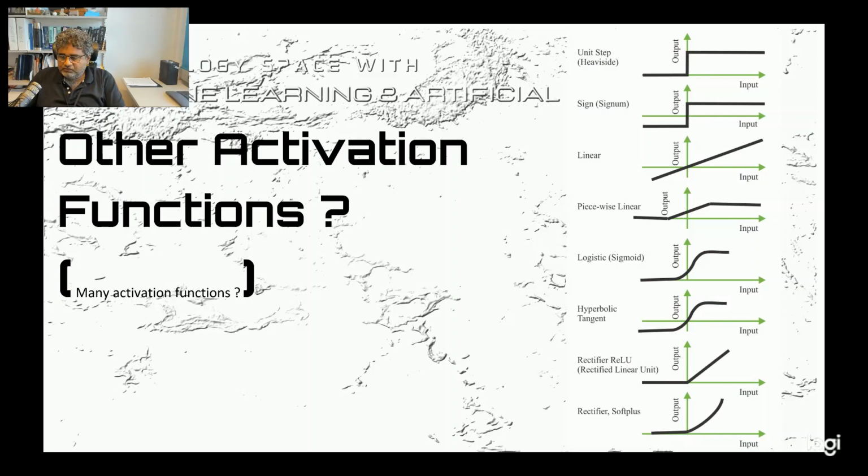And then the ReLU function and the rectifier functions are some of the most popular activation functions used in the modern neural network community.